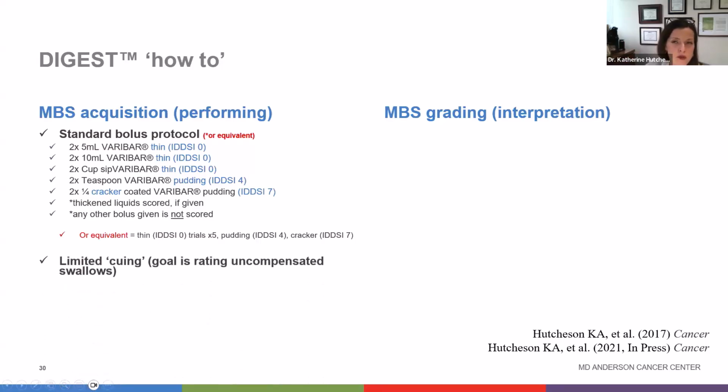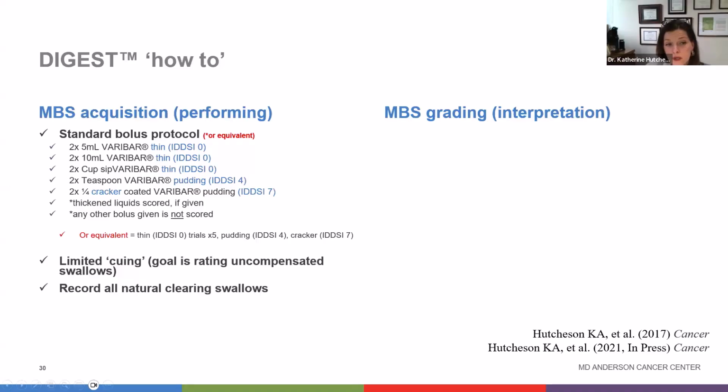A couple other tips are to limit queuing. So the goal is to rate uncompensated swallows. So the minute you see barium hit the vocal cords, please don't say clear your throat and swallow, because then we haven't seen the actual level of impairment. The goal is to observe how the patient would be swallowing if they weren't sitting in radiology, what would be happening with the safety and the efficiency of their clearance.